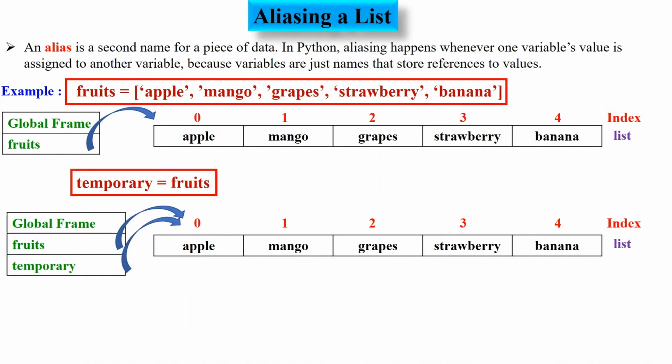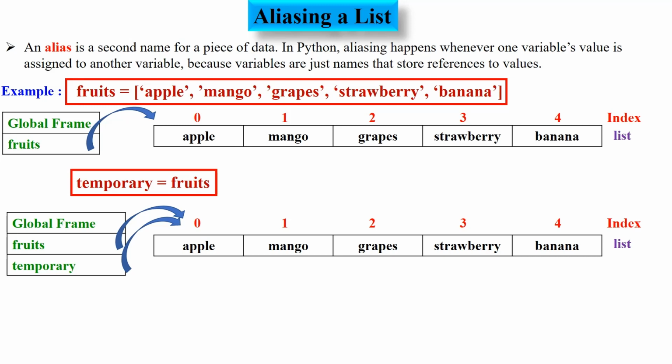An alias is a second name for a piece of data. In Python, aliasing happens whenever one variable's value is assigned to another variable, because variables are just names that store references to values. Let's see an example. Let us create a list named fruits containing names of 5 fruits as string types. fruits = apple, mango, grapes, strawberry, and banana.